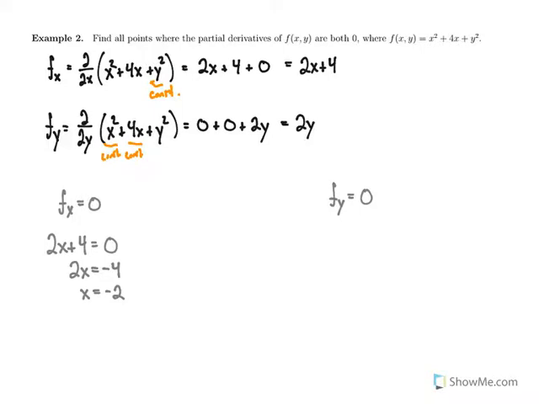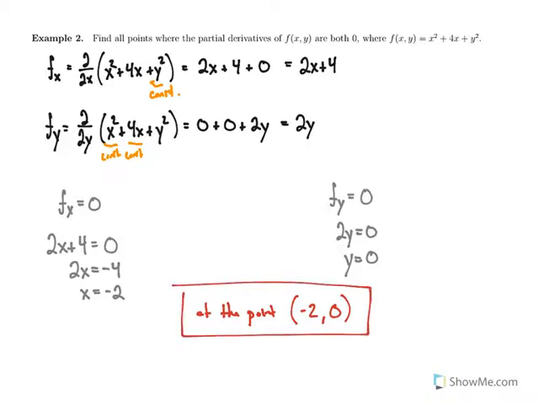And f sub y being 0 is going to be 2y equals 0. So y is going to be 0. So this means that all the points where the partial derivative is going to be 0 is only one point, the point where x is negative 2 and y is 0. There's other examples we could do here where you would get more points, but it's just a matter of solving both of those equations and putting them together.